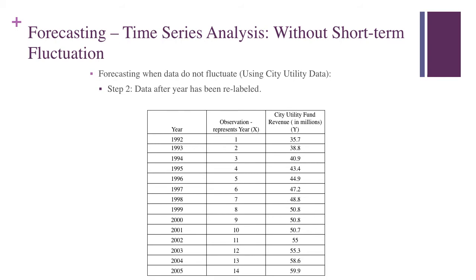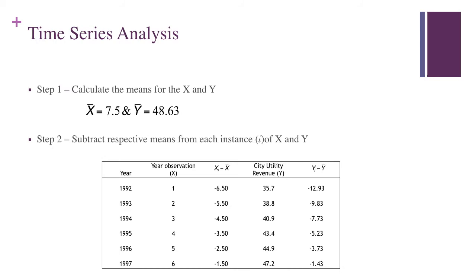All right, so now the steps in actually calculating the regression. First of all, we have to calculate the means for X and Y. When you see a bar over the X and a bar over the Y, in statistics that stands for the mean of X and the mean of Y. The mean of X in this scenario is 7.5, and the mean of Y is 48.3. So my Y observations are my utility data, and my X observations are the numerical representation of my years.